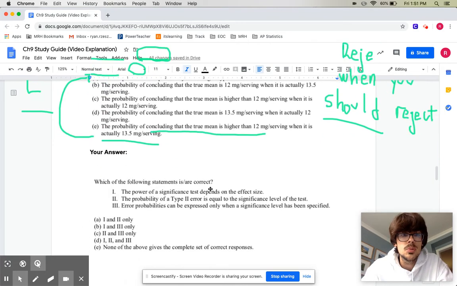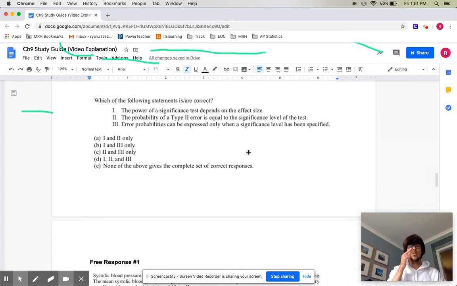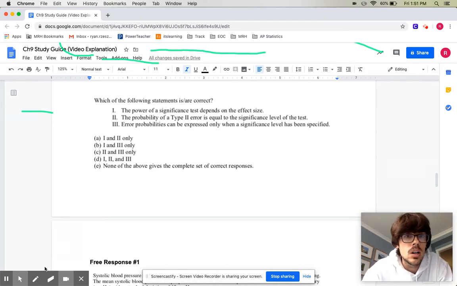So our last multiple choice question right here is basically tying in the concepts of error and probability of making those errors. Let's read through these statements and I'll talk about them. First choice right here says the power of a significance test depends on the effect size.